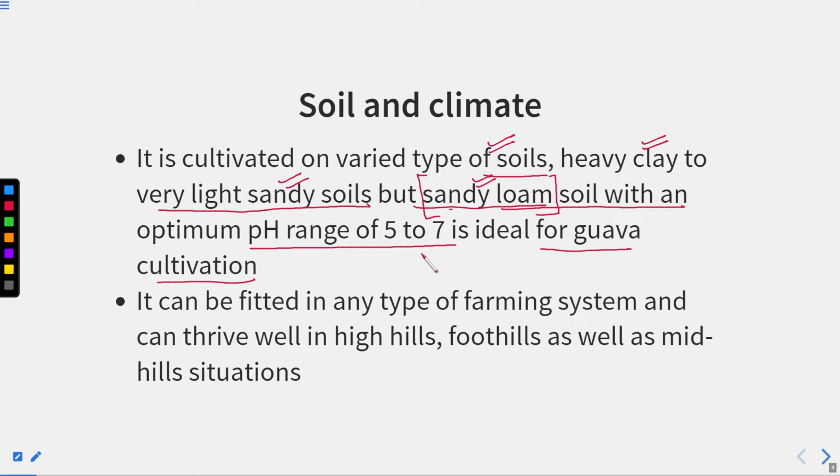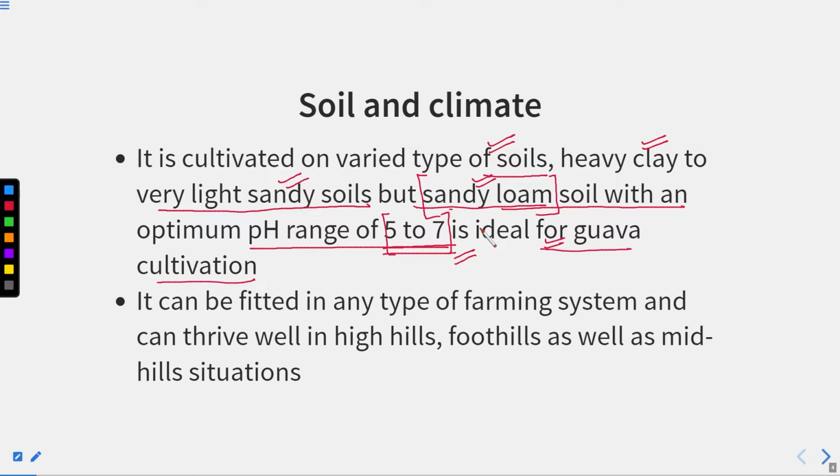And what is the pH that you have to maintain for its growth in the soil? That should range between 5 to 7, and this is the ideal pH range for guava cultivation. If you are cultivating any guava, you have to maintain this pH in the soil.